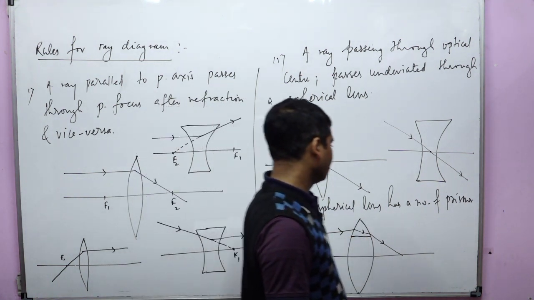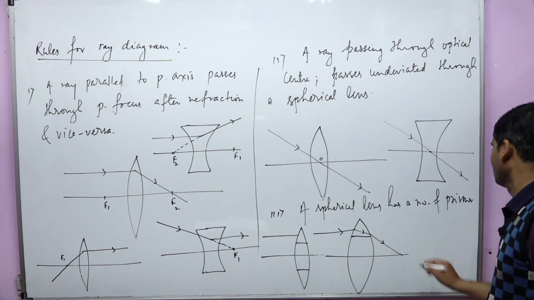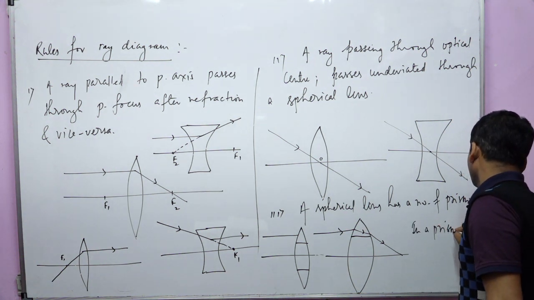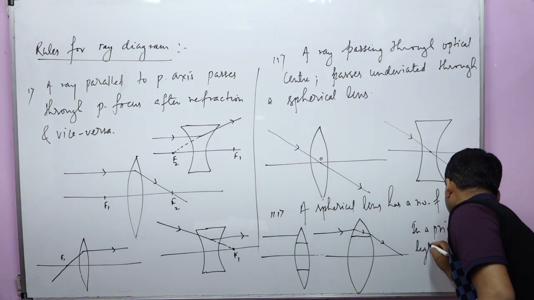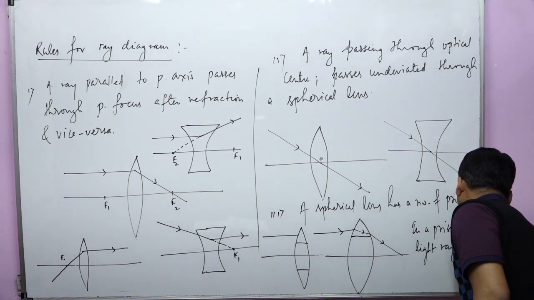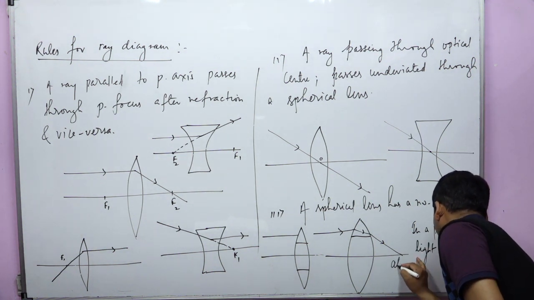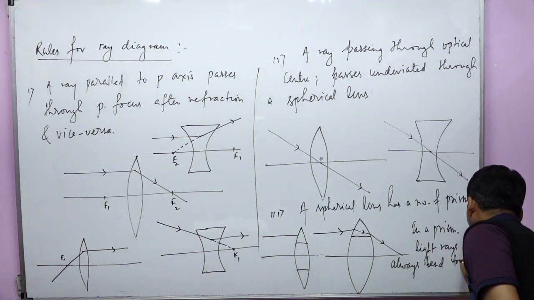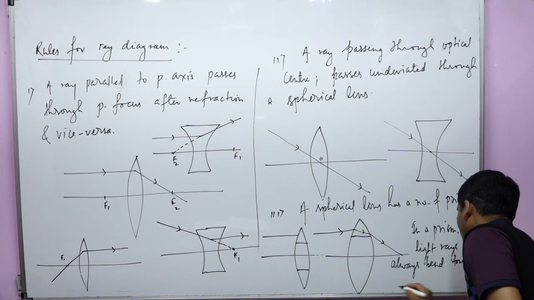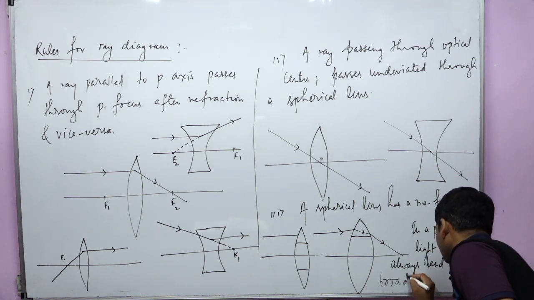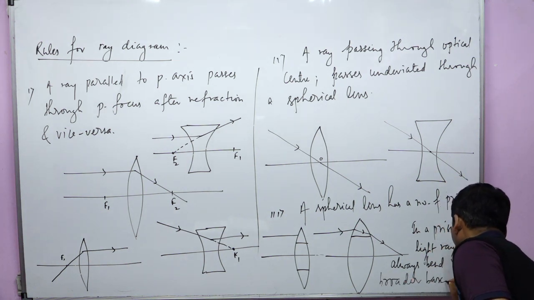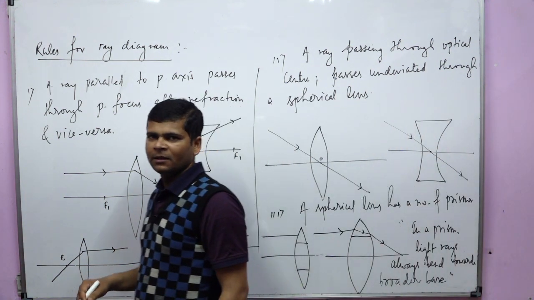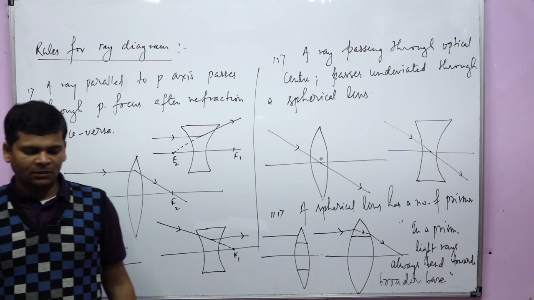Always remember, light rays in a prism always bend towards the broader base. This is very, very important that you have to understand. Always bends towards the broader base.